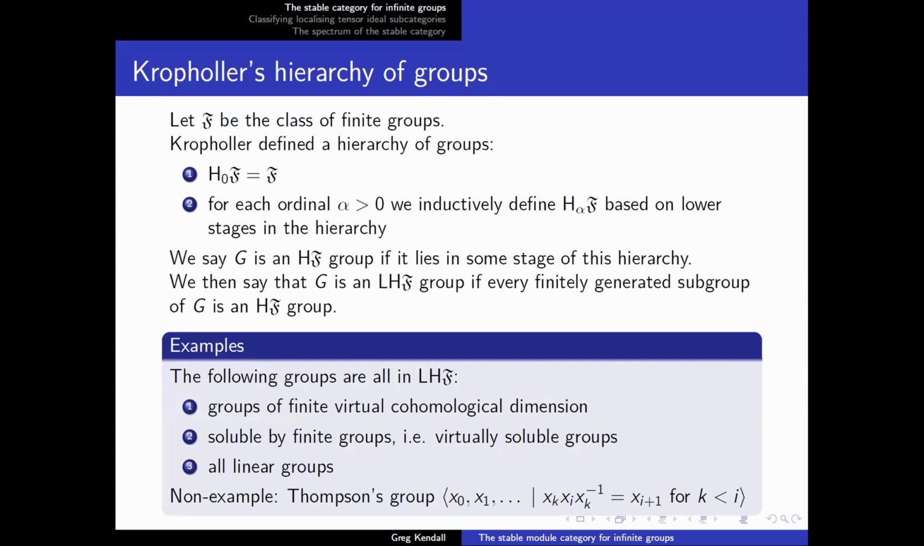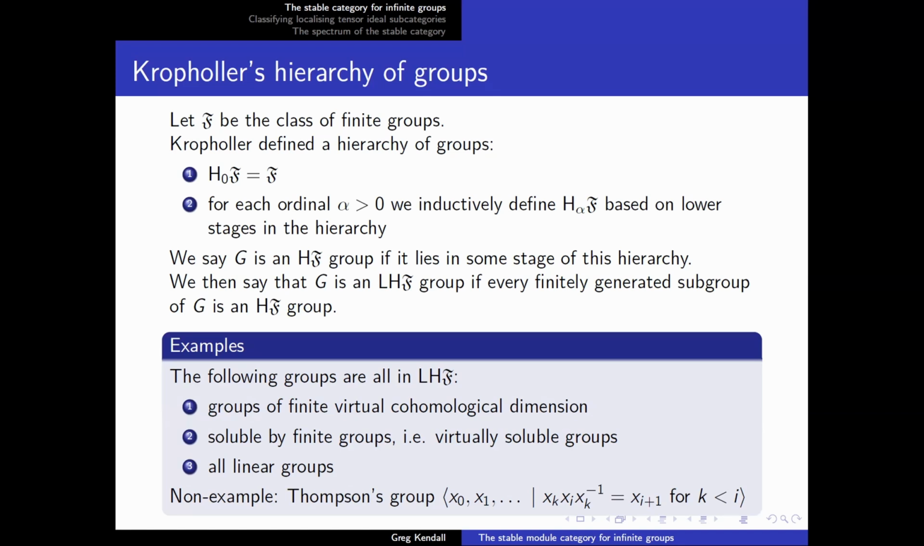So, yeah, there's many examples of LHF groups. These are just a few that are taken from Kropholler's original paper, because I didn't want to go searching for more examples, but there are plenty of examples that you can find. So we have groups of finite virtual cohomological dimension.